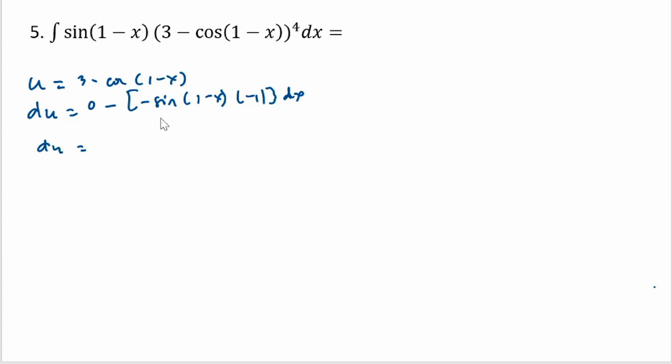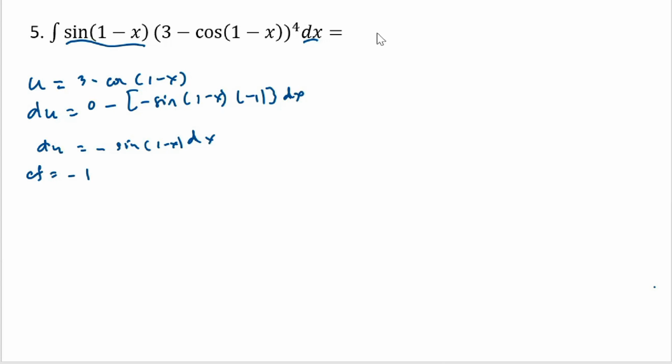It gives us positive sine of 1 minus x. So we have negative outside, therefore du now equals negative sine of 1 minus x dx. So we can see that sine of 1 minus x dx is found in the given. So we have now a coefficient factor of negative 1.